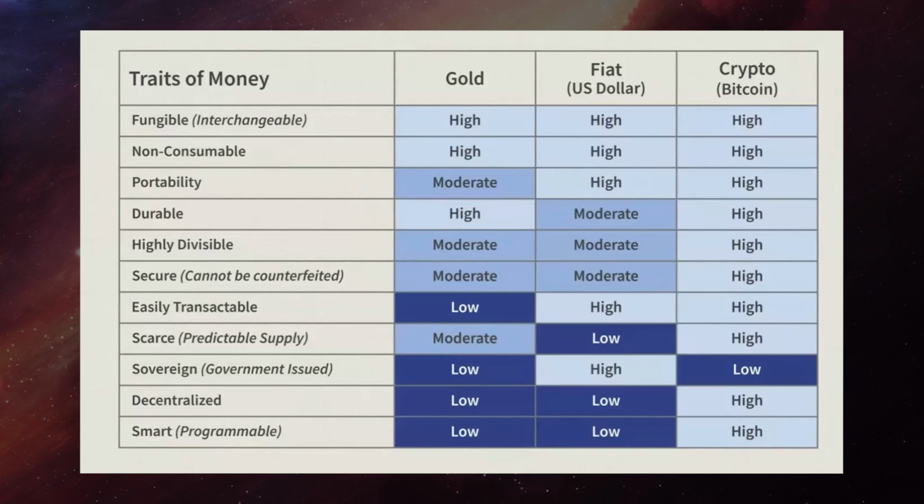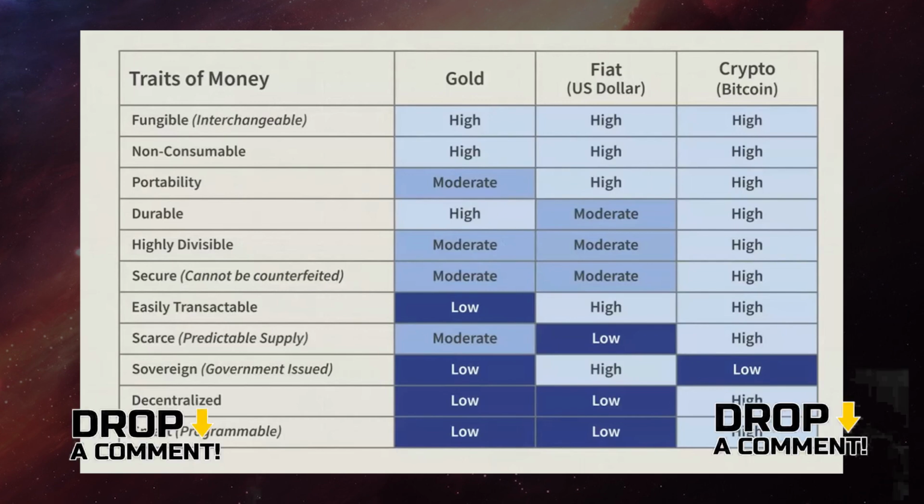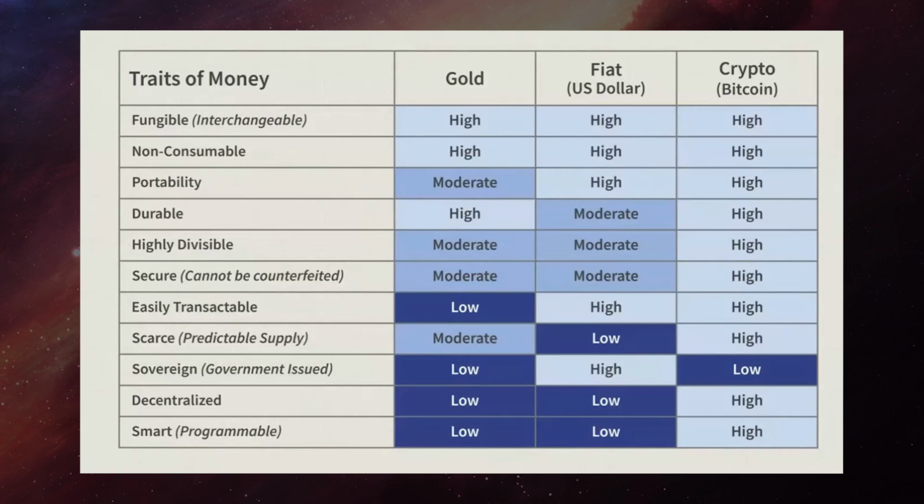Okay. Is it sovereign? Is it government issued, gold? No, although countries may control the mining of it. The US dollar is government controlled and Bitcoin is not, and that's a positive in many respects. Is it decentralized? Bitcoin is highly decentralized. The others are not. And is it smart? Bitcoin is actually a programmable currency, or a programmable form of money. So anyway, these are some different traits of money. Some of them are favorable, but for Bitcoin, it's highly favorable really across the board.